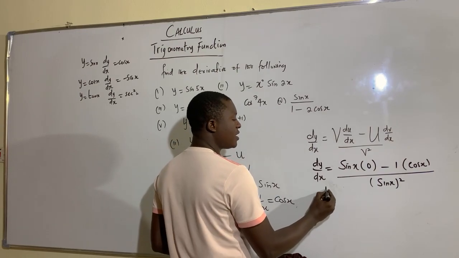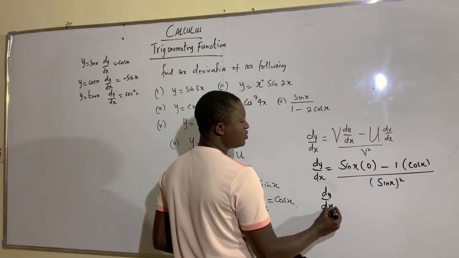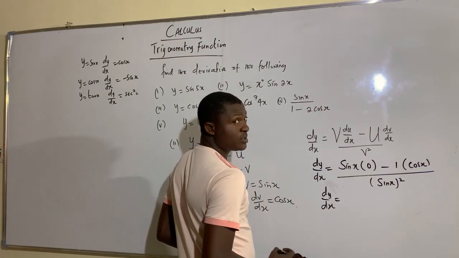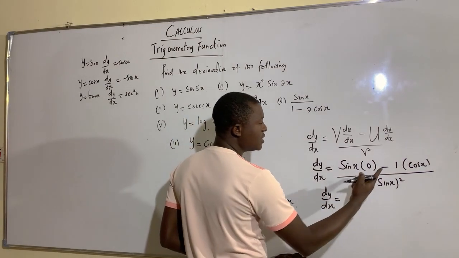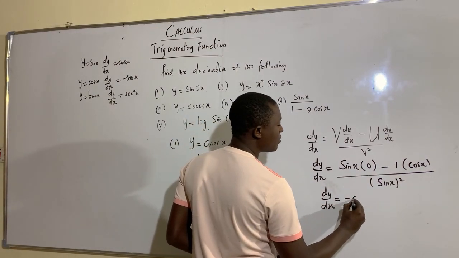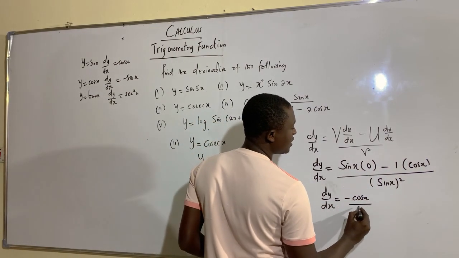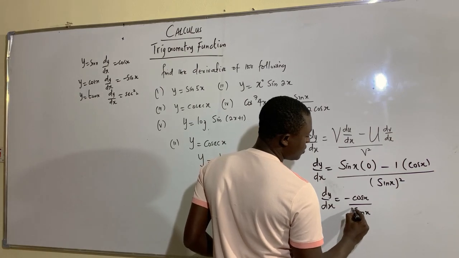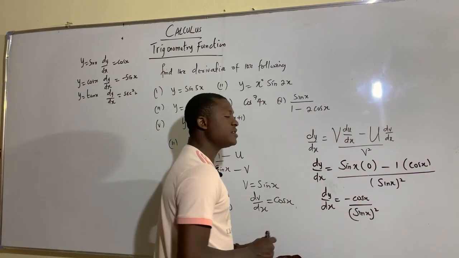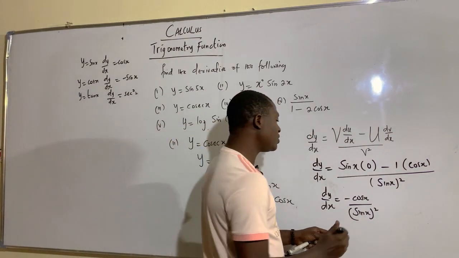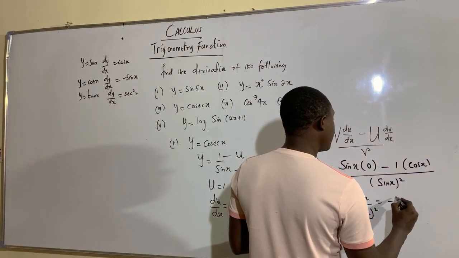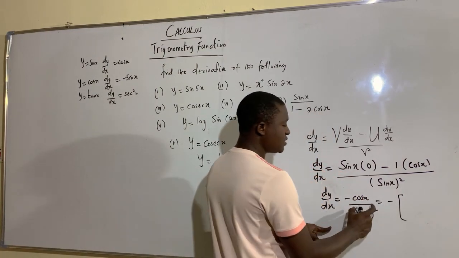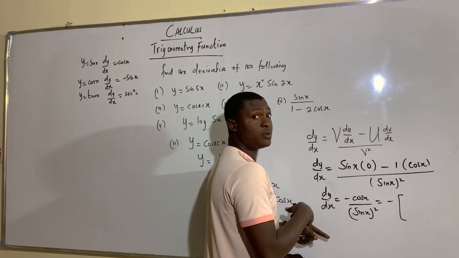So now I can have dy dx equal to, sine x times 0, you know anything times 0 is 0. The minus 1 times cos x, of course, gives minus cos x over sine x all squared. So this means we should break this down into 2. So here I can have minus, let's break it down into 2 now, because this one is just like a square, just like the way I broke down sec.